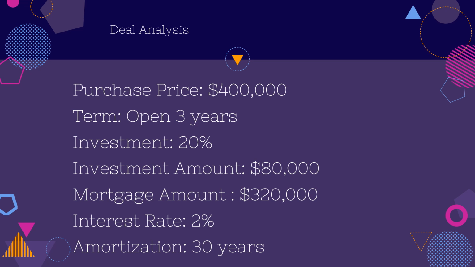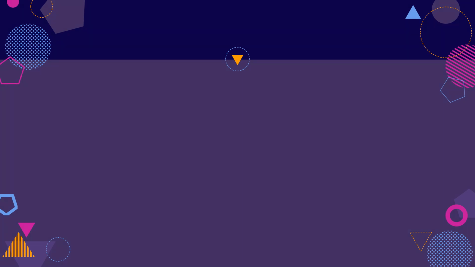Why do we take a longer amortization? Just to lower the monthly payments, because cash flow is more important to us. That's why we're going to take the long-term amortization. Since the interest rates are so low, it does not really affect too much whether we take a shorter or longer term amortization.